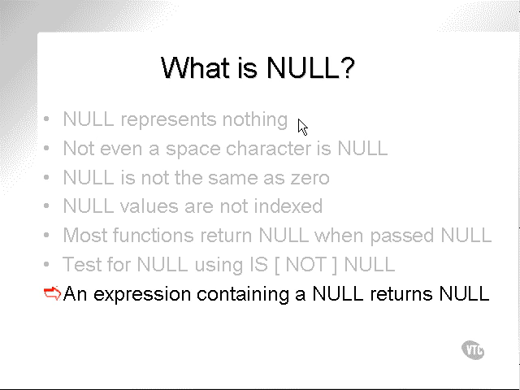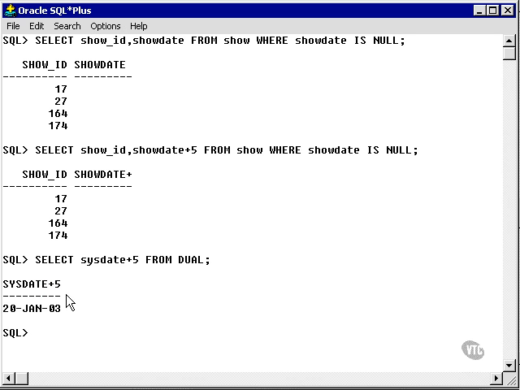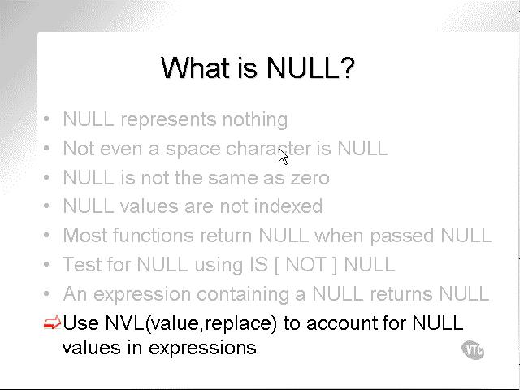In general, an expression containing a null will always return a null, as we saw in the previous example where we selected show date plus 5. The show date is null, add 5 to it, we get a null answer. There's a function in Oracle called NVL. What this does is allow you to replace a null value with a literal value, such as a 0 or an empty string, or any string you would like to replace it with.